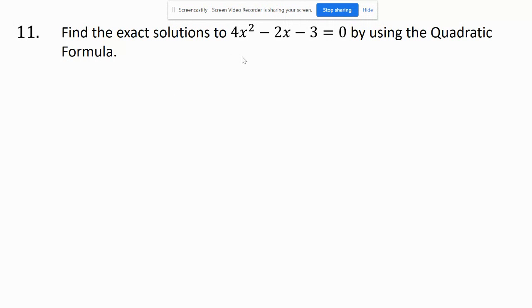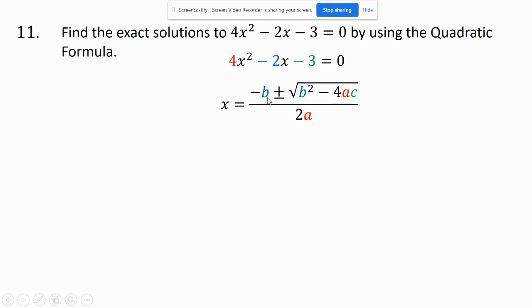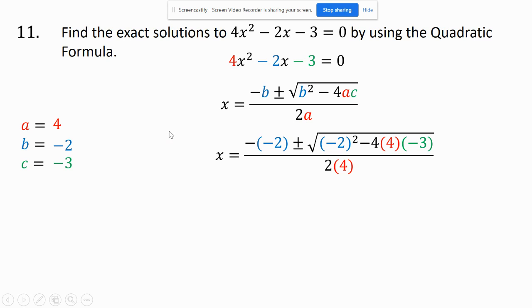Find the exact solutions to 4x squared minus 2x minus 3 equals 0 by using the quadratic formula. So I need to use the quadratic formula, and I need to first find what a, b, and c are. If you think about your general term, a is the number in front of the x squared, a is 4, b is going to be a negative 2, keep that in mind, and c is negative 3. So now all I'm going to do is plug it in.